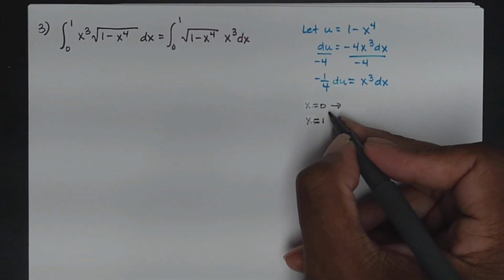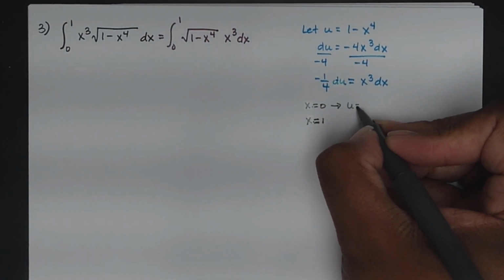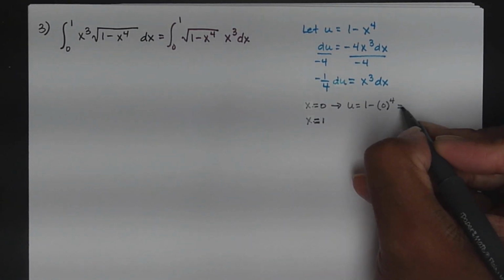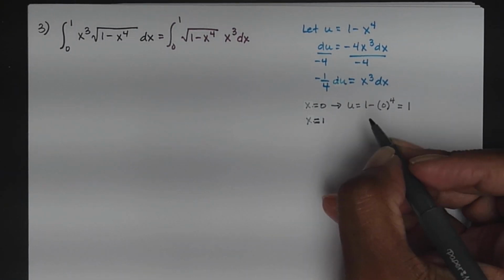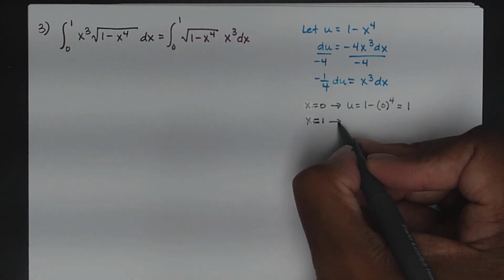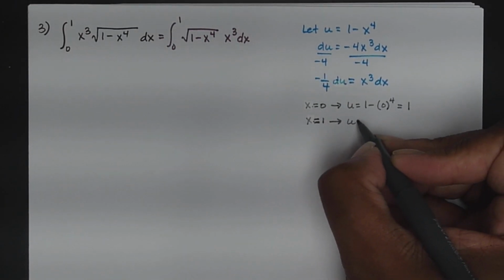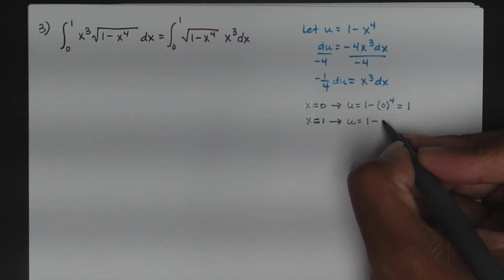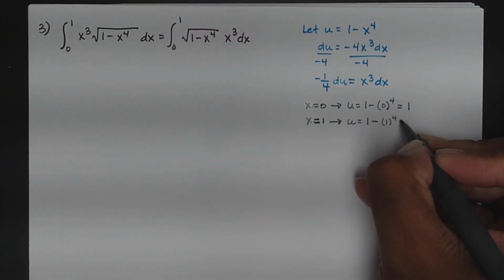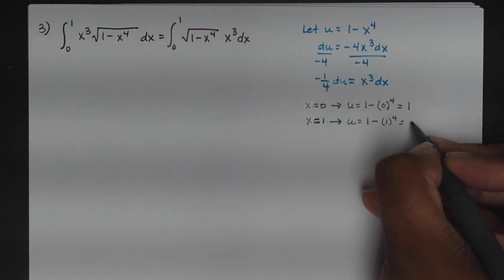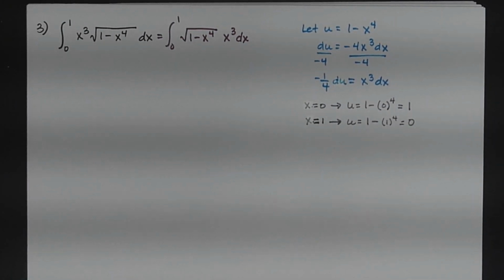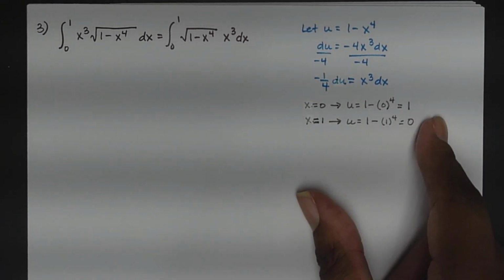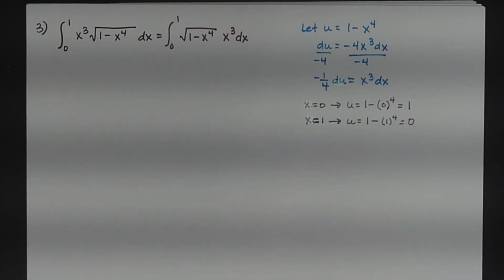So actually, x equals 0 means that u is equal to 1 minus, I'm going to replace the x with 0, so 1 minus 0 to the fourth ends up being 1. And then for x equaling 1, that means u is equal to 1 minus 1 to the fourth. 1 to the fourth is 1, and 1 minus 1 is 0. All right, so now my lower limit is 1, and my upper limit is 0.